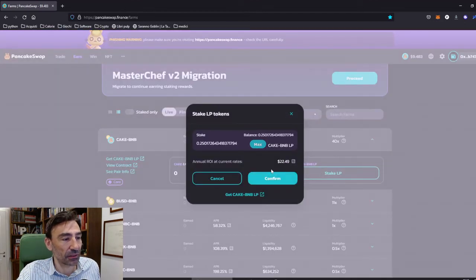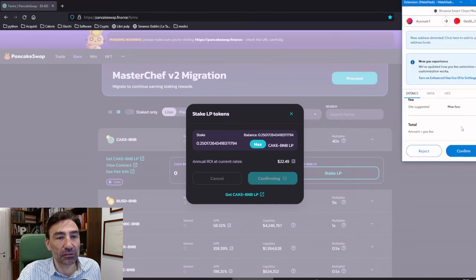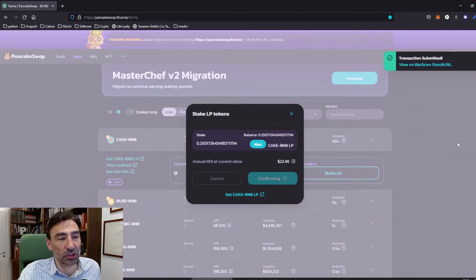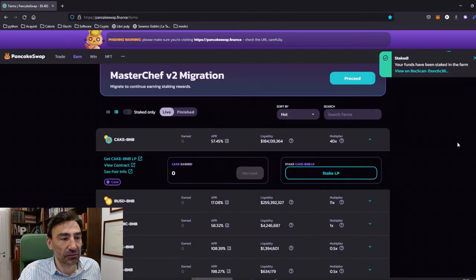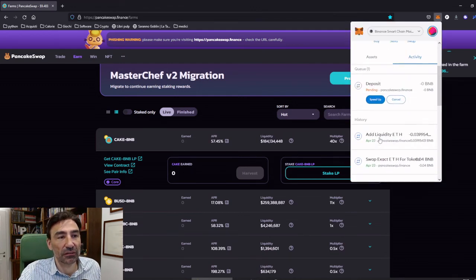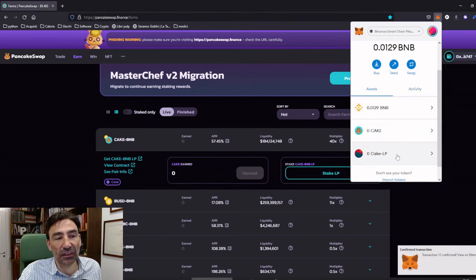So I stake LP, max, confirm. Okay, finally MetaMask asks me something. Okay, confirm. Perhaps to you it will ask for more confirmations because I had already staked this thing here. So, okay, is it staked now? Let's see. When it's staked, it disappears from your MetaMask. Pending. Okay, done. So you can see currently I don't have it.